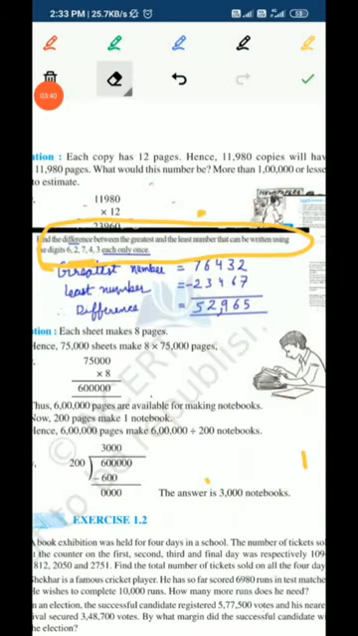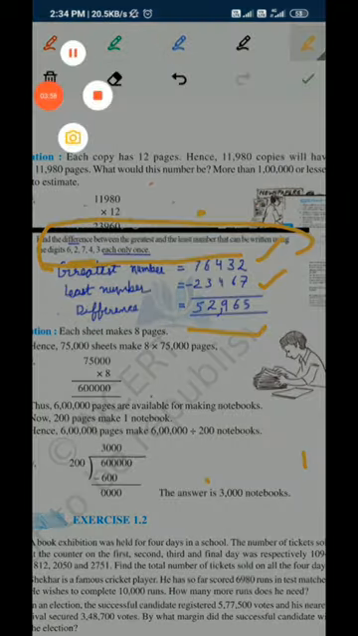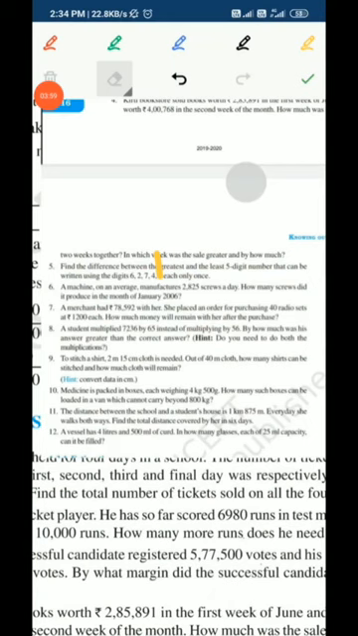The greatest number is formed by arranging the numbers in descending order, from largest to smallest, and the least number is formed by arranging the numbers in ascending order, from smallest to largest, and then we find the difference. So that is the solution to question number 5. Now let's come to question number 6. The question number 6 is here.